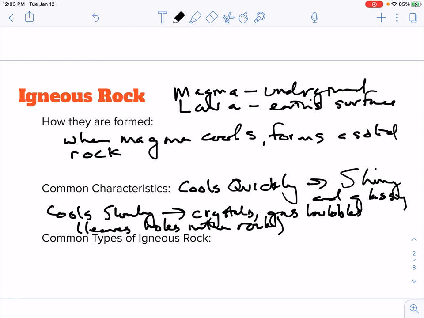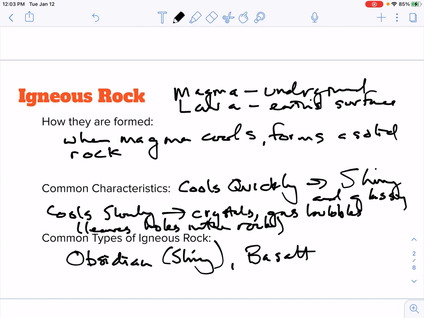And so common types of igneous rock that explain this: a type of the shiny rock would be something called obsidian. So the obsidian would be like a shiny one. And then basalt, which is the one that cools slowly. So that would be the one with holes in it. We'll just call it holey, so it's got holes in it.